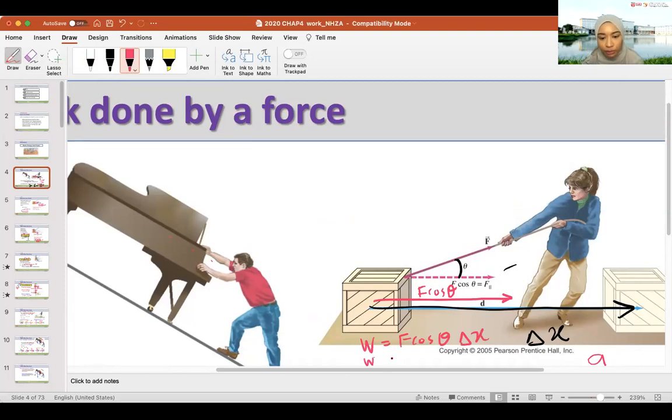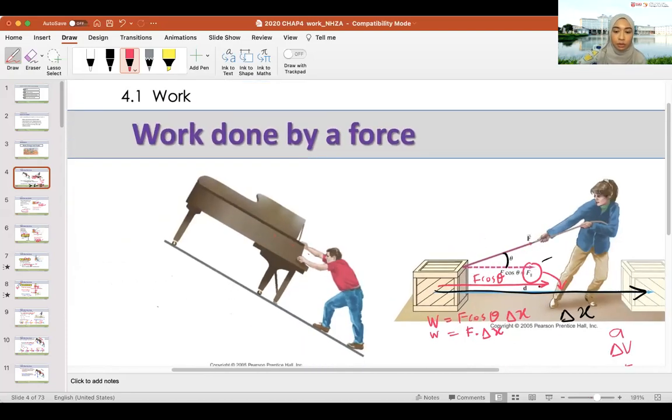Is it the same as the dot product? Yes, it's exactly the same thing. So this is what it means. It only wants the parallel component. See this parallel sign? So this is the force that is parallel to the displacement. We only want the force that is parallel to the displacement.